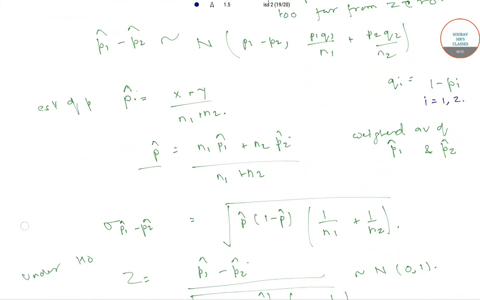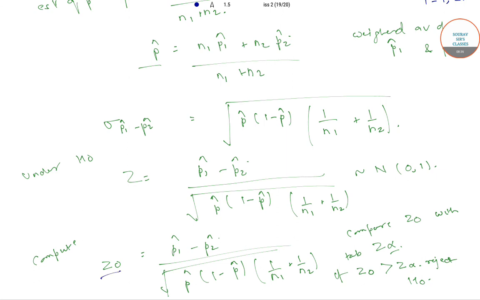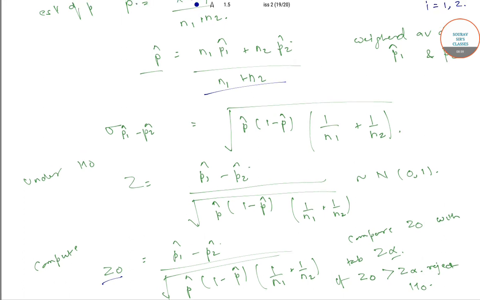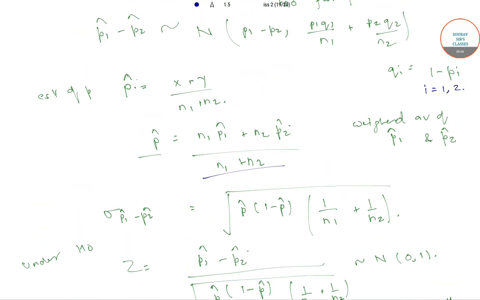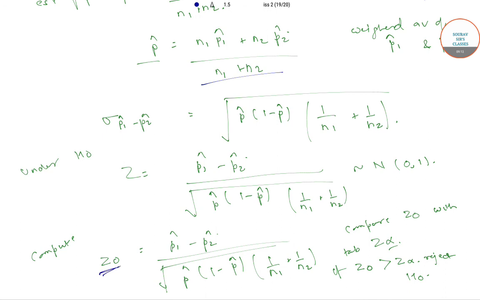Then under H0 we would calculate Z0, which is equal to p1 cap minus p2 cap divided by root over p cap into 1 minus p cap into 1 by n1 plus 1 by n2, where p cap is equal to n1 p1 cap plus n2 p2 cap divided by n1 plus n2, and p1 cap is equal to x by n1 and p2 cap is equal to y by n2, where x and y are the numbers of successes corresponding to X and Y respectively. Then we would compare this Z0 with Z alpha, where alpha is the level of significance. If our Z0 is greater than Z alpha, then we reject our H0, otherwise H0 is not rejected.